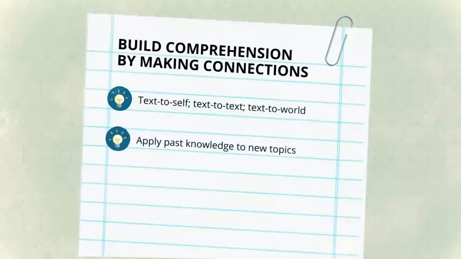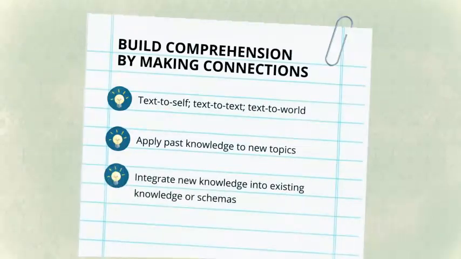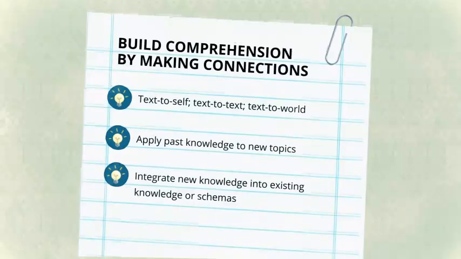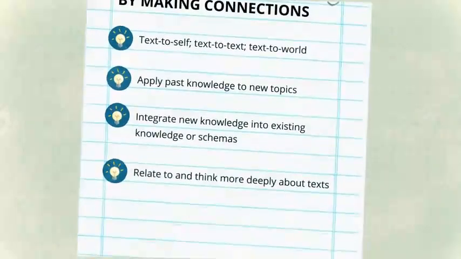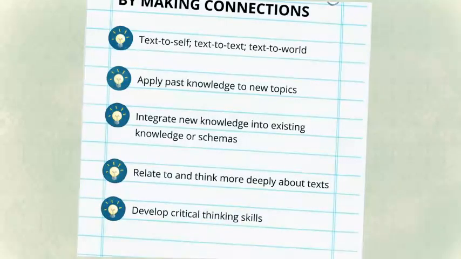When learners are skilled at making connections, they are better able to apply past knowledge to new topics and to integrate new knowledge into their existing knowledge or schemas. Making connections helps learners to relate to and to think more deeply about texts. These are important critical thinking skills.